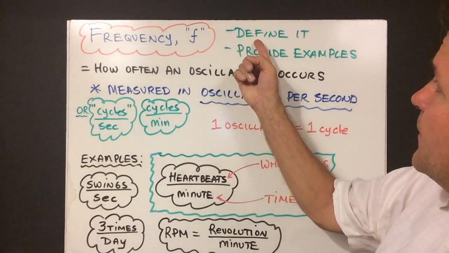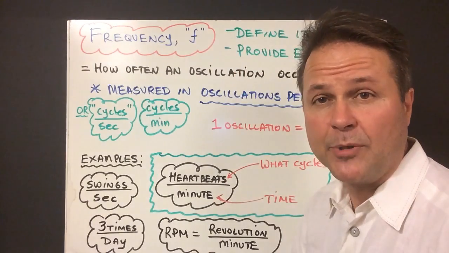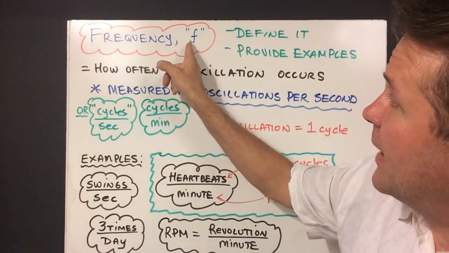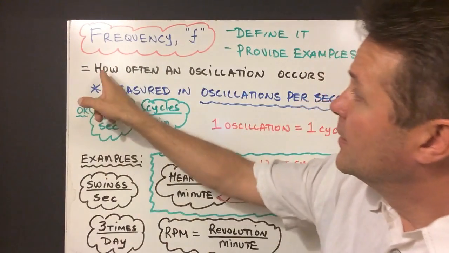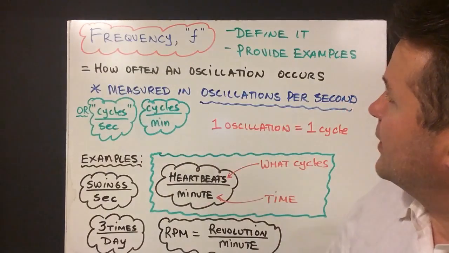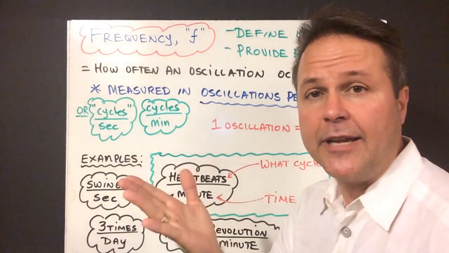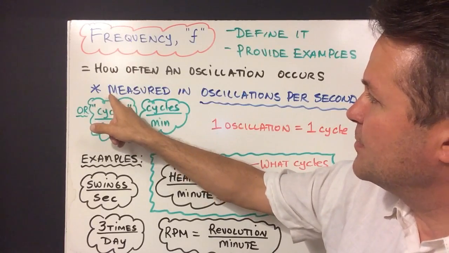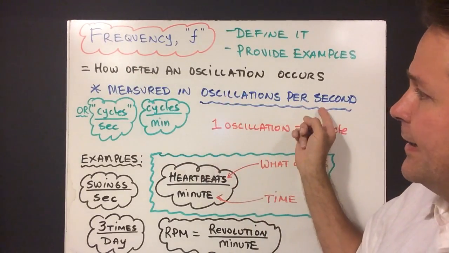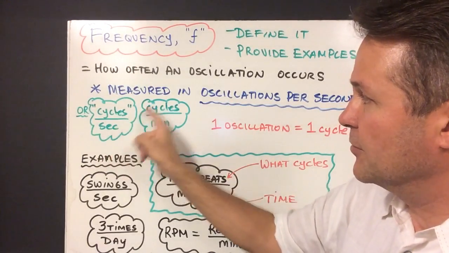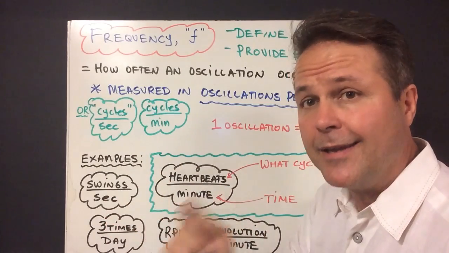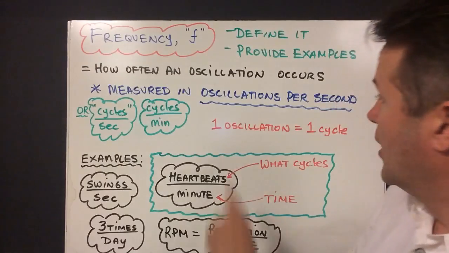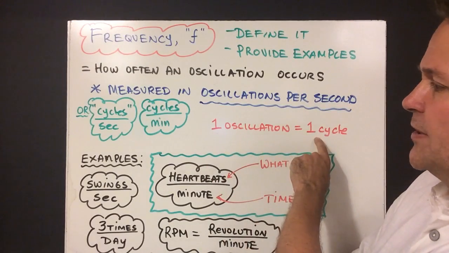Frequency. We're going to define it and we're going to provide some examples of frequency. So frequency, denoted as a small letter f, tells us how often an oscillation occurs. An oscillation would be a vibration. And frequency is measured in oscillations per second, or cycles per second, or cycles per minute, or cycles per day. The cycle is the oscillation, the back and forth movement. One oscillation is equal to one cycle.